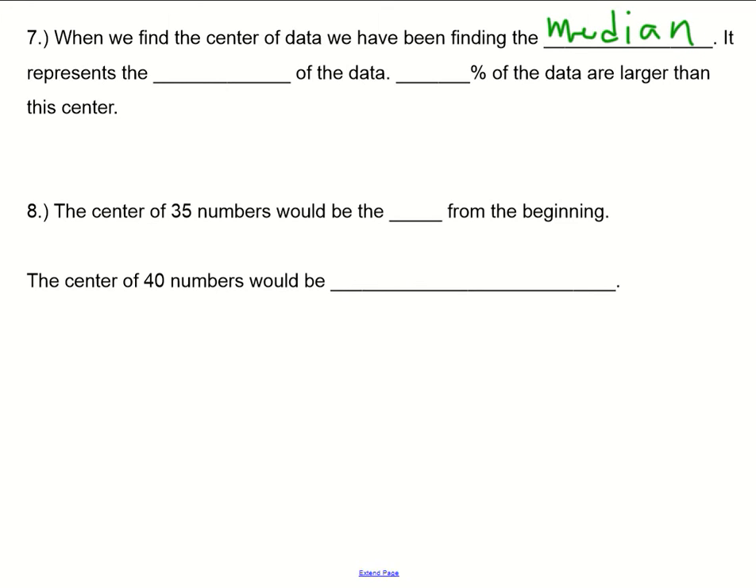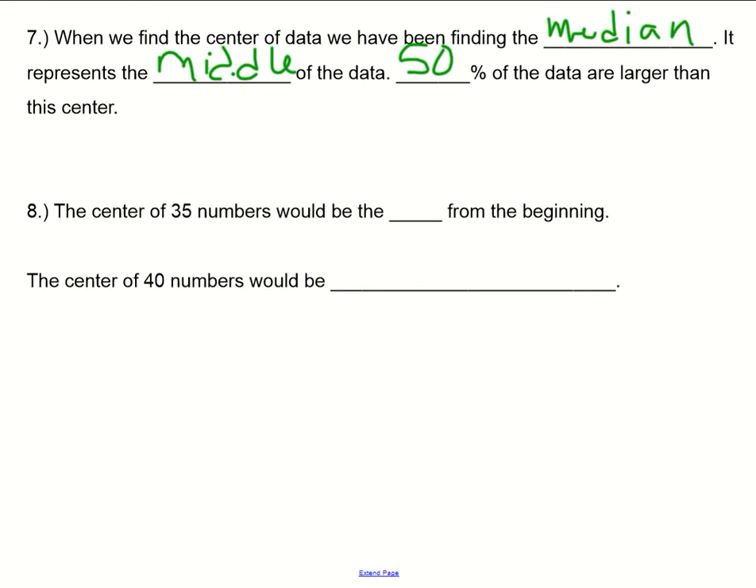The median measures the central tendency. It represents the middle of the data, the exact middle. What it means is that 50% of the data is larger than it and 50% of the data is smaller than it. So if you're dealing with 35 numbers, where would the center of those numbers be?